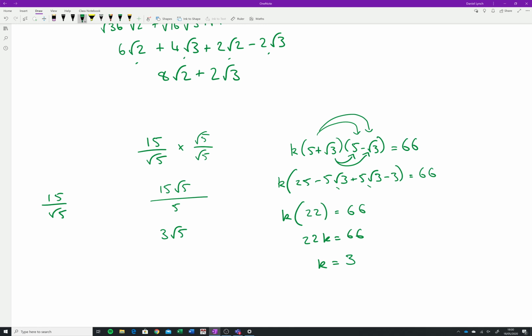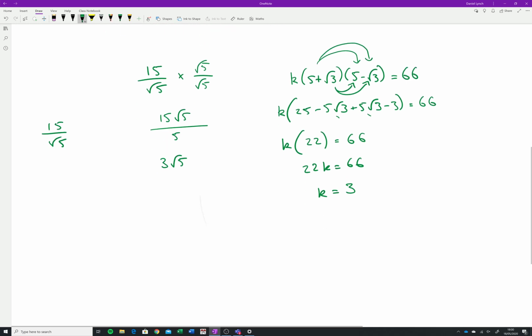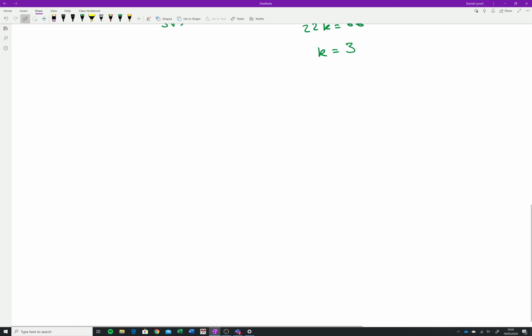Okay, so those are surds, and that's our little revision of them. Plenty of questions on page 35 of your book. The other one that I was asked to do was changing the subject of a formula. So we'll just have a look. Here's one.